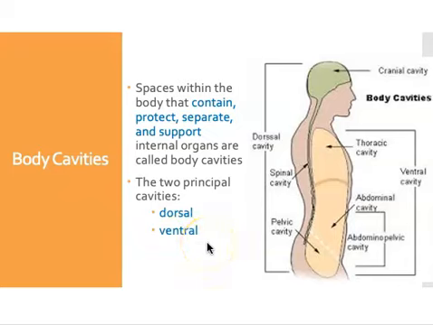So two principal cavities. If you look at the drawing over on the right-hand side of the slide, we're looking at a human who is standing upright and facing to the right. And we are looking at both the dorsal cavity and the ventral cavity of the body. You can also see other cavities in this drawing, and we will talk about those separately.